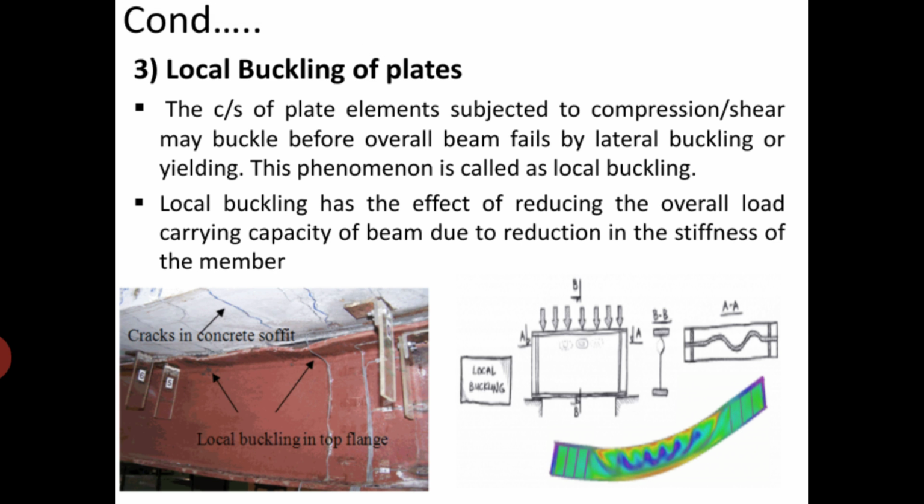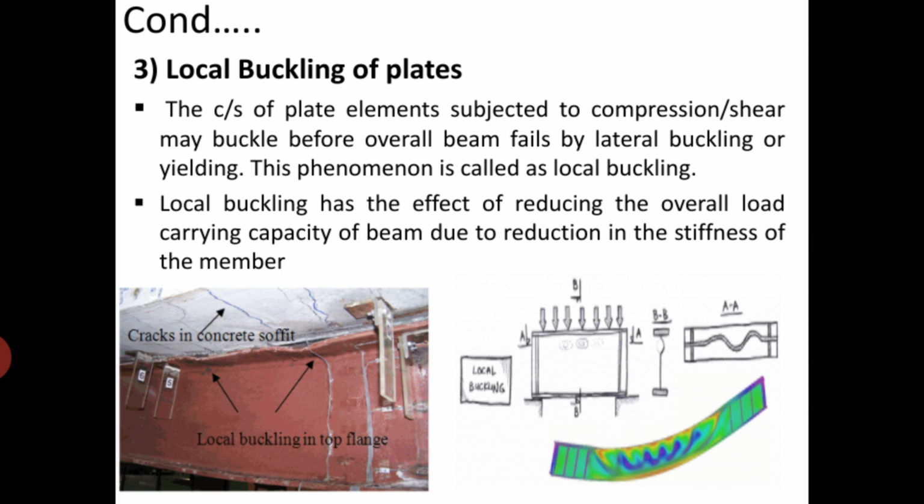If local buckling takes place, it has the effect of reducing the overall load carrying capacity of the beam due to reduction in the stiffness of the member. So we need to prevent this type of failure before the overall beam fails. If this type of failure takes place before reaching its ultimate load, then the beam or element may become ineffective in carrying the load. So these are the three factors which affect the plastic moment capacity.